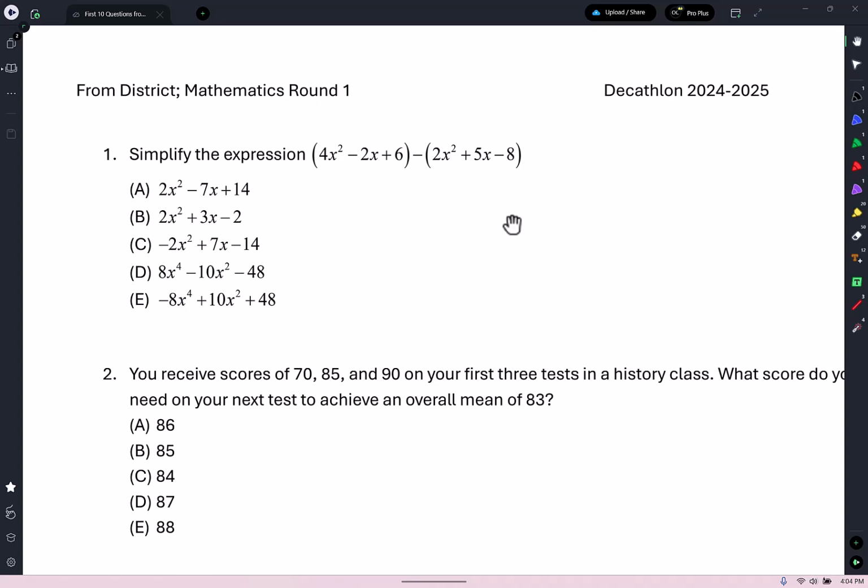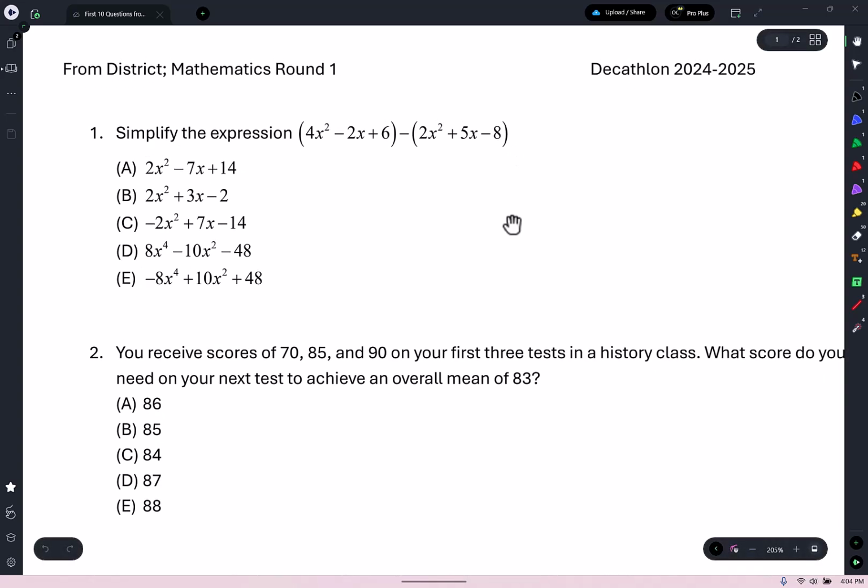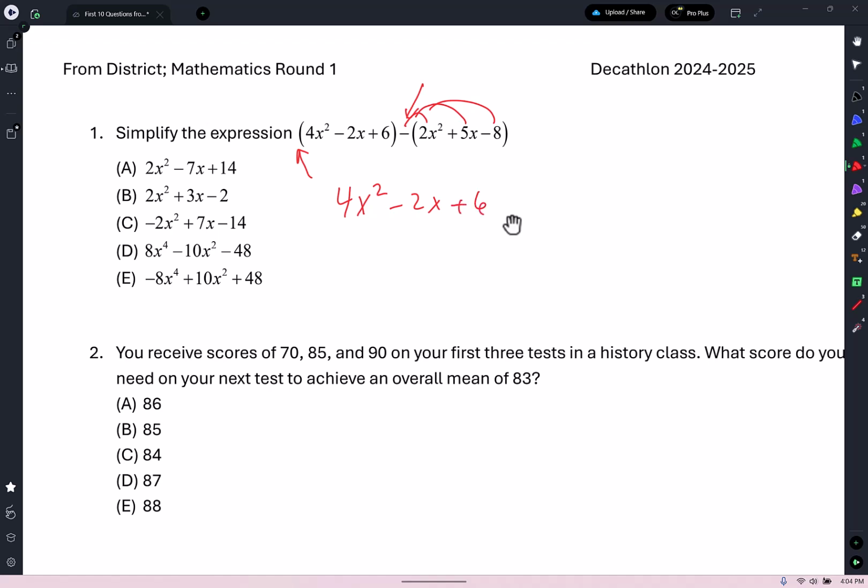So look at question number 1. All they want is to simplify the expression. There's nothing in front of this first set of parentheses, so you can just drop those parentheses. But you see that negative right there? Distribute it. That's like a -1. So here's how it's going to look: 4x squared minus 2x plus 6 minus 2x squared minus 5x. And then negative times a negative is, there it is, plus 8.